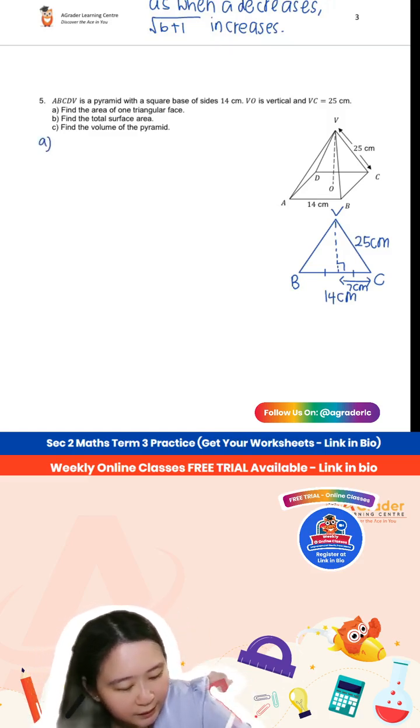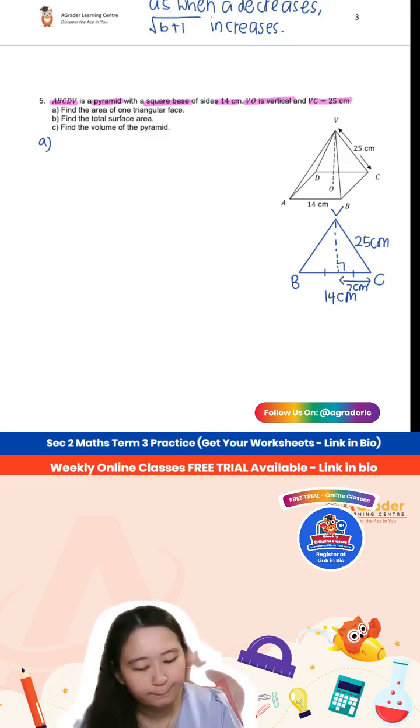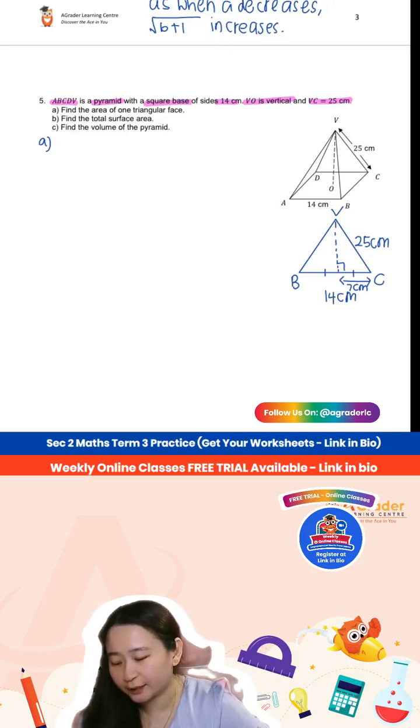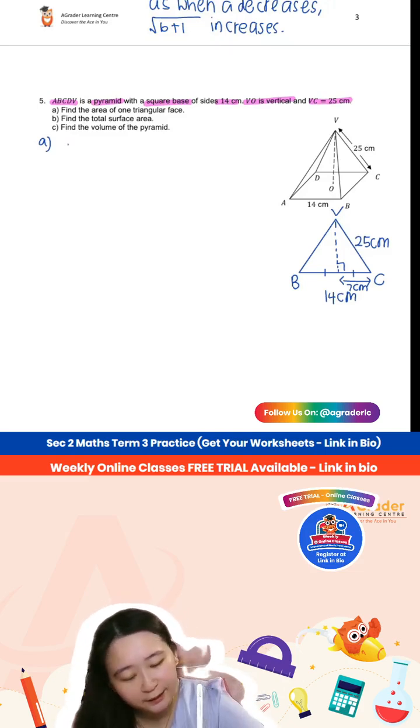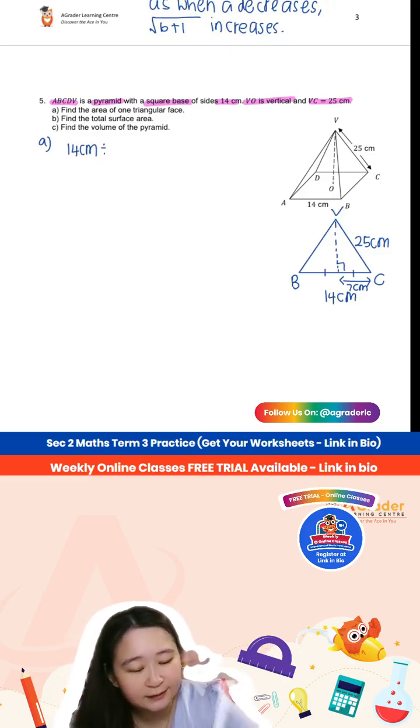So ABCDV is a pyramid with a square base of side 14 cm, VO is vertical, and VC is 25 cm. Find the area of one triangular face. Before we find the triangular face, we have to find the perpendicular height by using Pythagoras theorem. So we show our working clearly how we get 7 cm, which is 14 cm divided by 2.